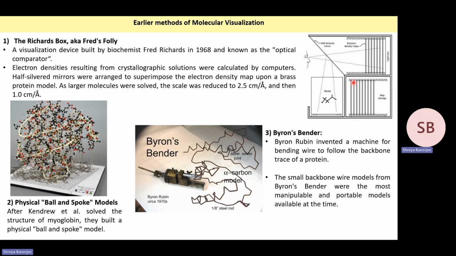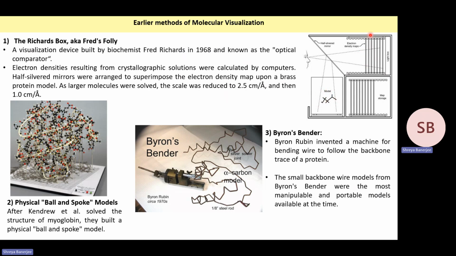So imagine you have a 3D structure and you have different slices of the structure. So the structure is sliced, there are different cross sections, and the electron density of each cross section is placed like this one after the other. Now what was done is a half silvered mirror was arranged like this. So this is a mirror which is superimposing the electron density map and a brass model. So a model of protein was created from brass and the electron density map was superimposed with the model. So initially the model was determined from initial NMR or X-ray crystallographic results. An initial model was built.